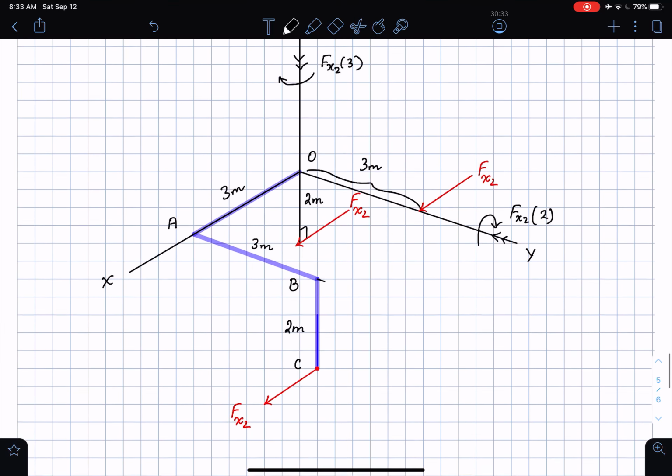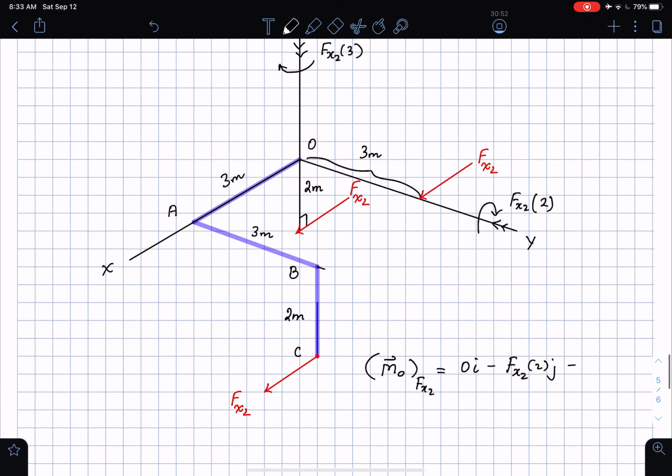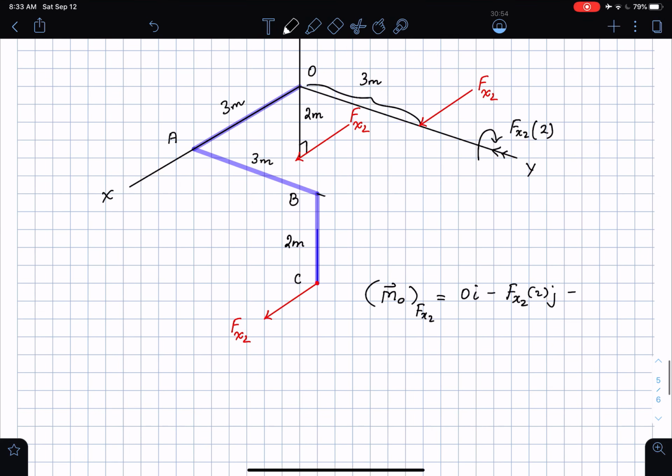I hope this is clear to everybody, which means that I can now say the moment about O due to Fx2 is going to be nothing in the i, because it's a force parallel to the x-axis, so it's not going to cause a moment about that direction. It's going to be minus Fx2 times 2 in the j, and then minus Fx2 times 3 in the k.